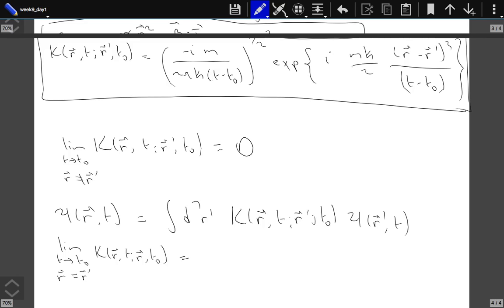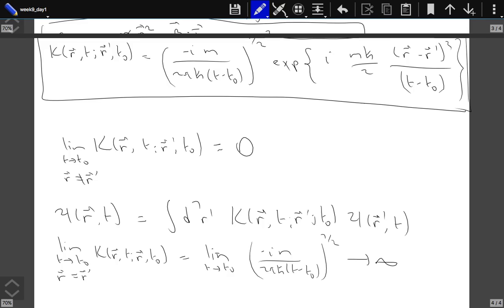Well, this time that exponential is just 0. I get my limit as t goes to t0 of (-i m / 2π ħ (t - t0))^(3/2), but this diverges as t goes to t0. So whatever this K is, in the limit t goes to t0, it is 0 if r is different than r prime, and it is infinite if r is equal to r prime.